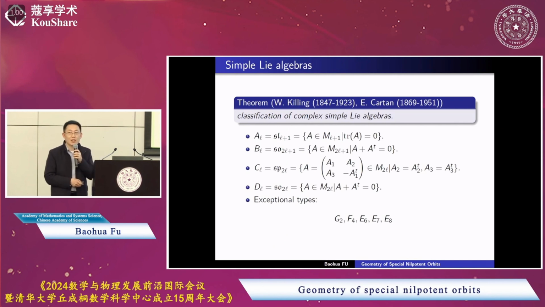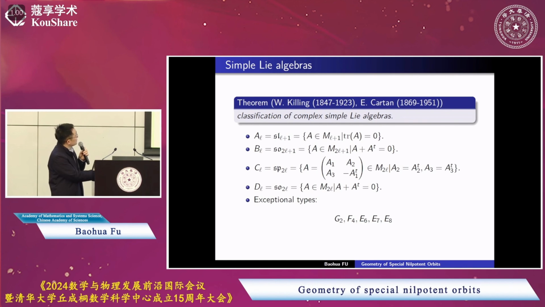And then we would like to consider more not only type A, but all other types. For example, A, B, C, D, and also this is the classification of complex simple Lie algebras. So they are classified by A, B, C, D, and also exceptional types, G2, F4, E6, E7, E8. This was first done by Killing.